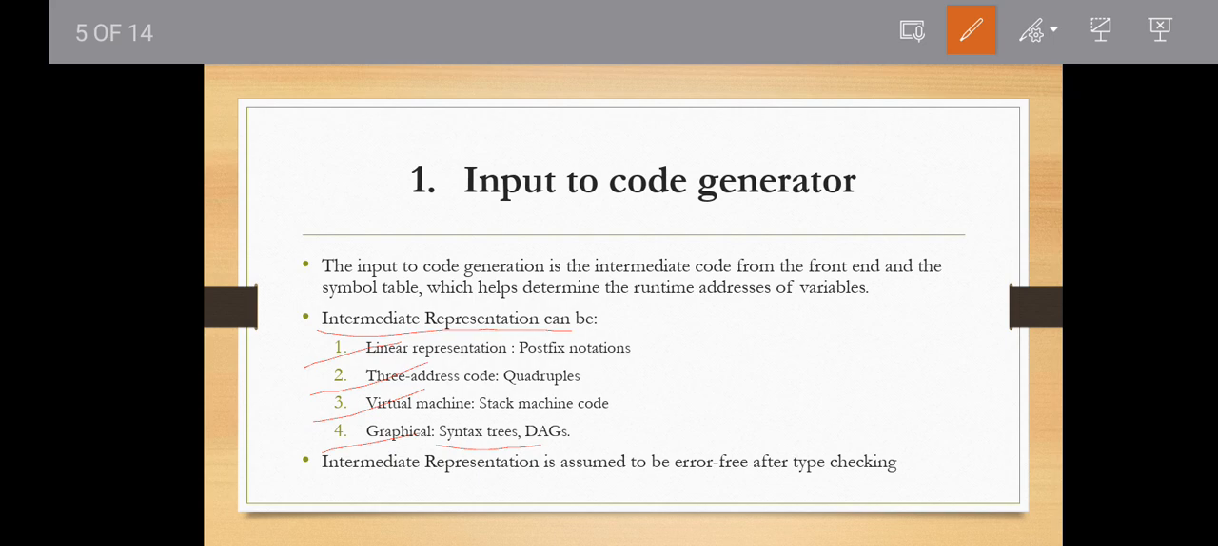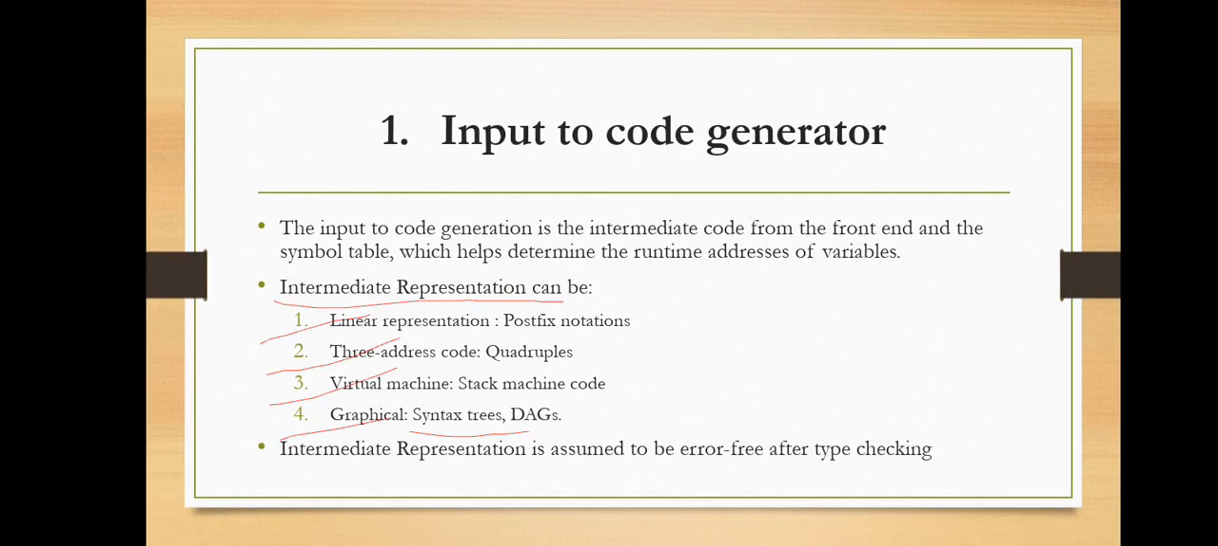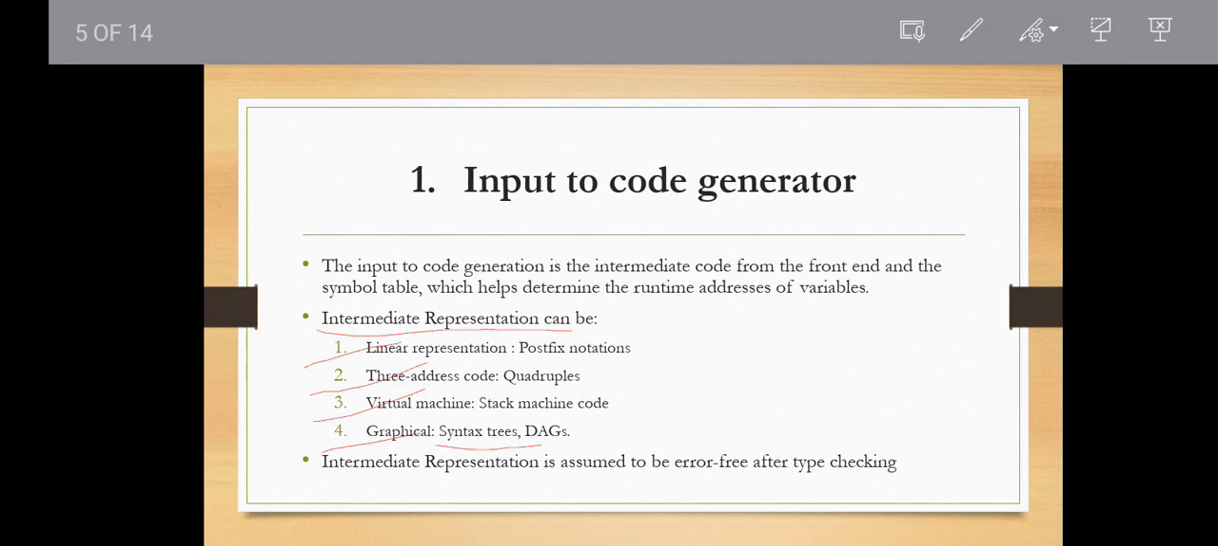You need to assume the type checking is done, so the input is free of errors. Means in the input to code generator issue, you first give input as intermediate code, which is in the form of linear representation. Why is it in the form of linear representation? Because the type checking is performed before, so the code is free of errors.